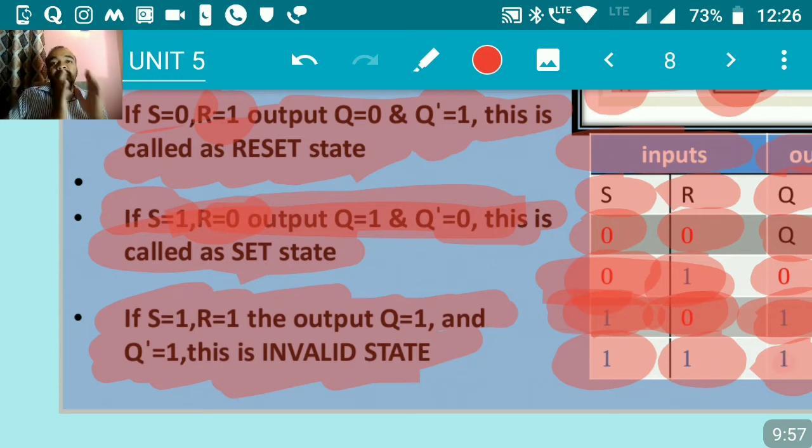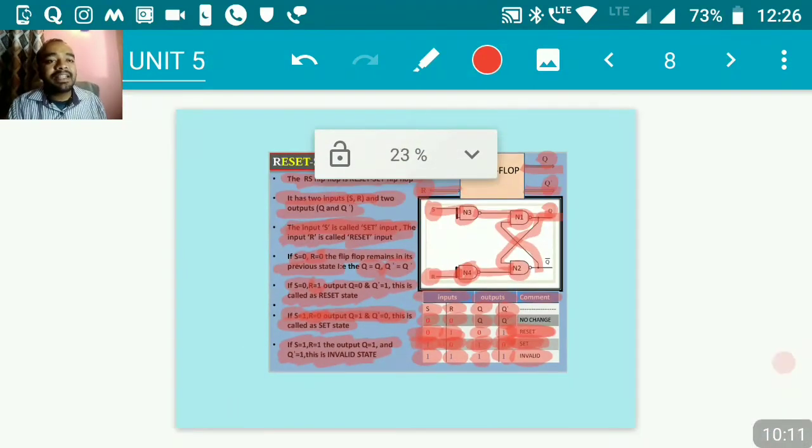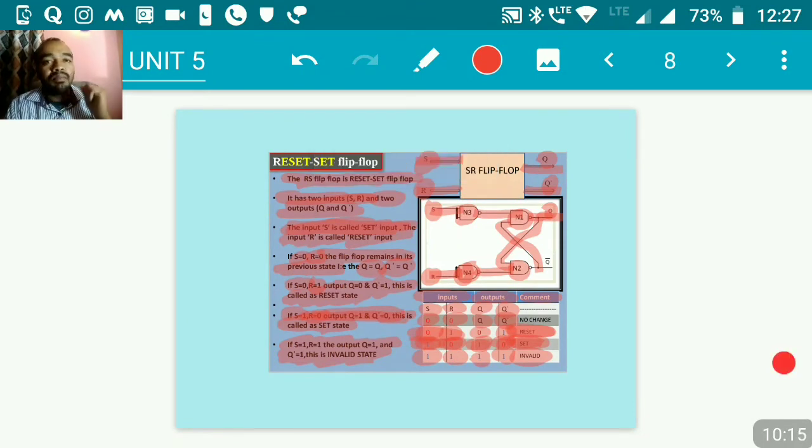because when Q is equal to 1, Q bar must have been equal to 0. As this is not possible, as this is not existing, that is why we are going to call this the invalid state. So this is the clear explanation regarding the reset set flip-flop: block diagram, logic diagram, truth table, and the answer. Okay, so next let us go about discussing one more important flip-flop, that is your clocked RS flip-flop.